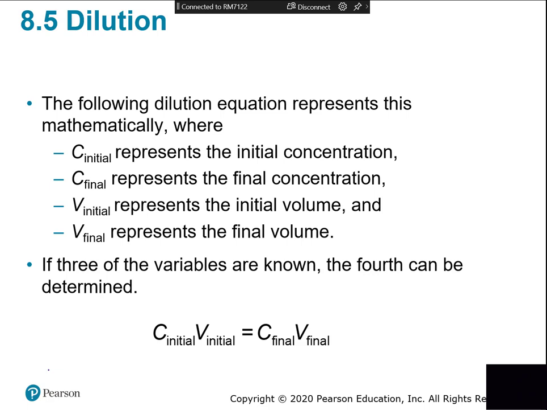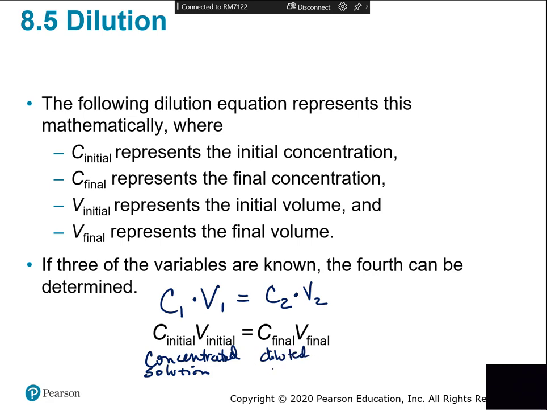So C initial, I always call that C1, times the initial volume, the amount of the concentrated. So this is always your concentrated solution, because that's what I'm starting with. If I take the initial concentration times the volume of that concentration I use, and I add water to it, I can dilute it, and I can make it equal to a final concentration at any volume that I care to make. So C2 and V2 are always the diluted solution, right? Because it's what you end up with.